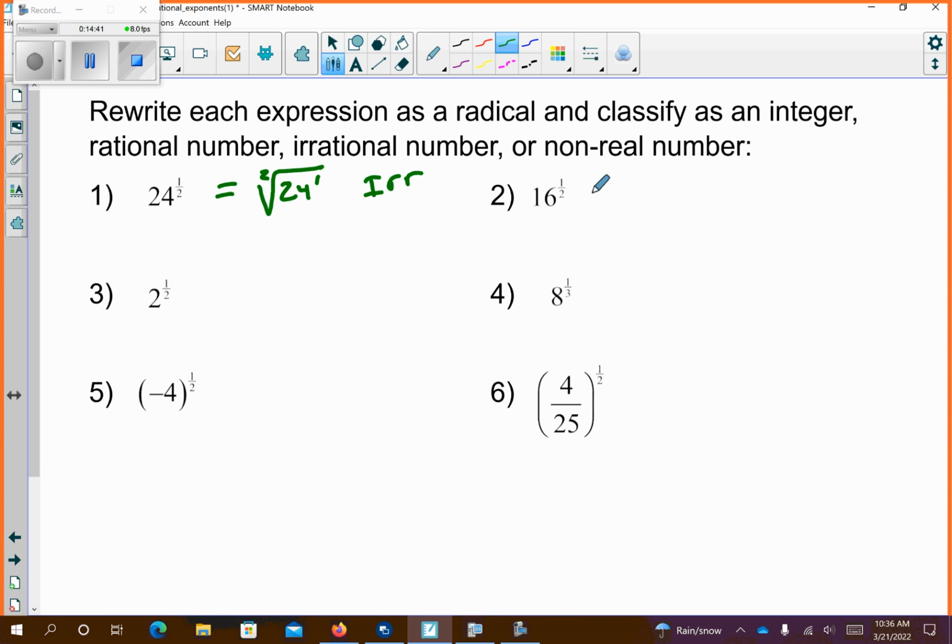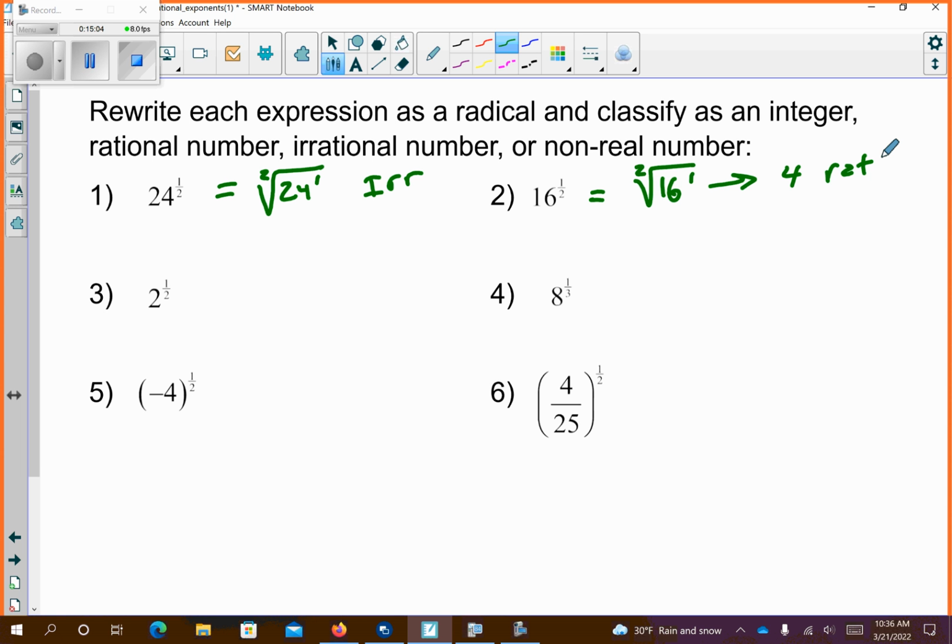Problem number 2. This is the same thing as the square root of 16. What's the square root of 16? 4. 4 to the 1st is just 4. So that is a rational number. It's a terminating decimal. It's a whole number.